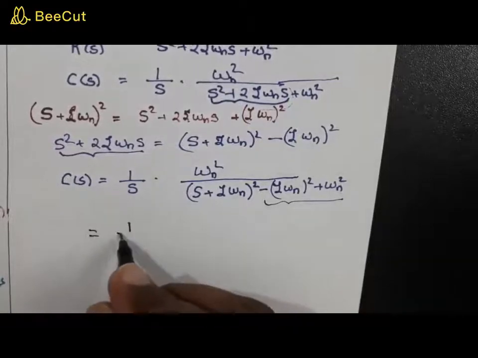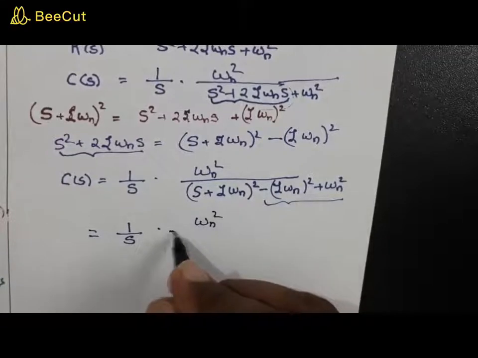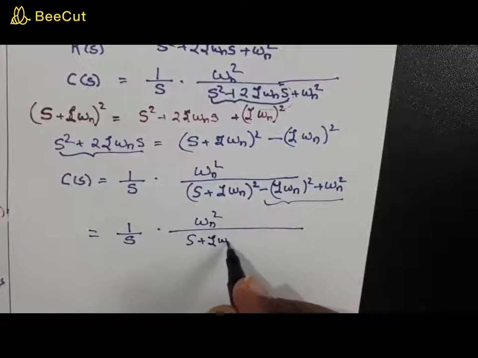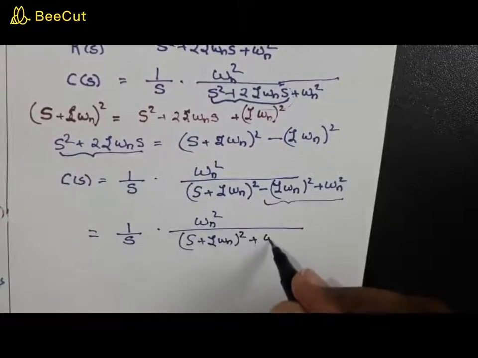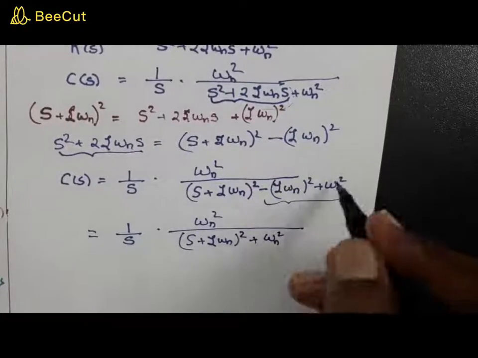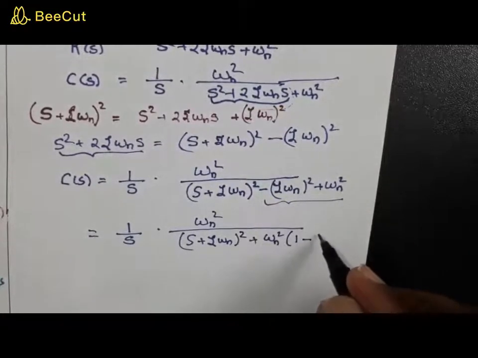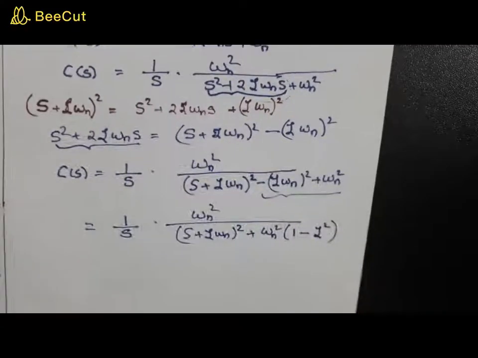So in the next step it will be 1 by s into omega n square divided by (s plus theta omega n) the whole square plus, taking this omega n square from these two, you will get this as omega n square into (1 minus theta square). 1 minus theta square.